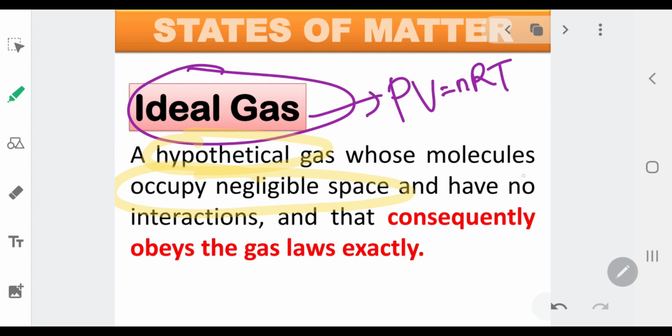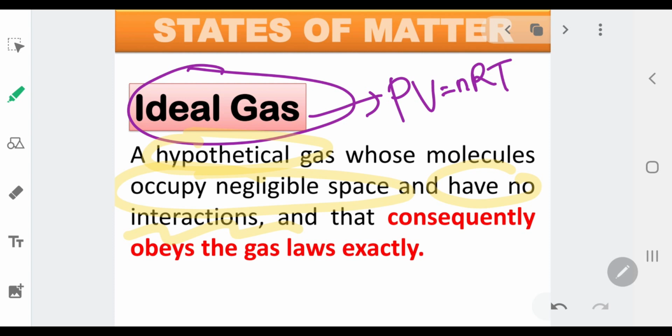We also need to assume that gas behaves ideally when there are no interactions. We need to ignore all types of intermolecular forces acting between the gas molecules in an ideal gas.